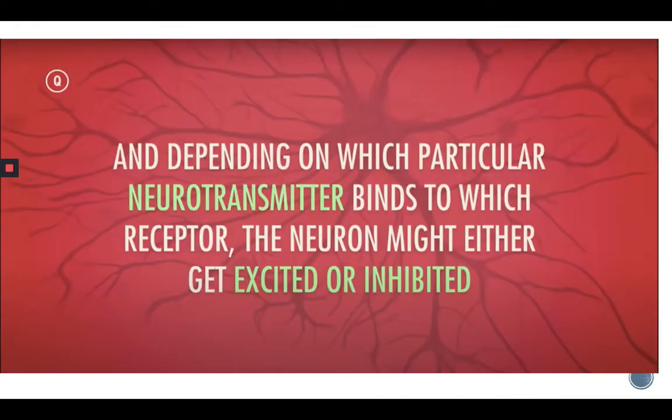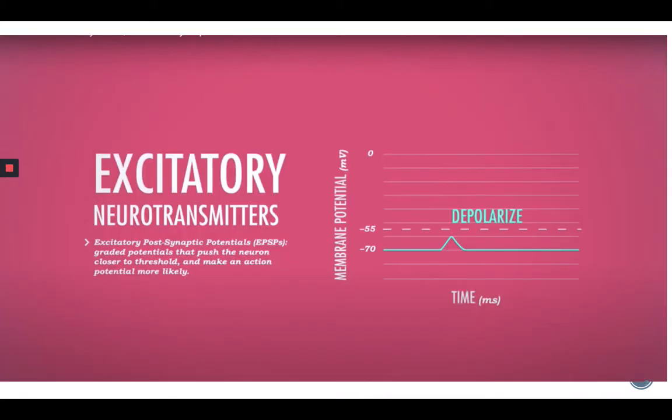So how does it happen? Depending on which particular neurotransmitter binds to which receptor, the neuron might either get excited or inhibited. What is an excitatory neurotransmitter? For example, imagine that your hand is in cold water. At first you don't get anything.